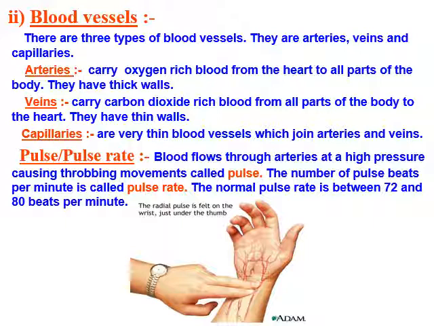This is actually because the blood is pumped with high pressure from the heart to the arteries, and these throbbing movements are recorded as pulse. We can record the radial pulse, which is felt on the wrist, just under the thumb. In 1 minute, the pulse rate varies from 72 to 80 beats per minute in a normal person.